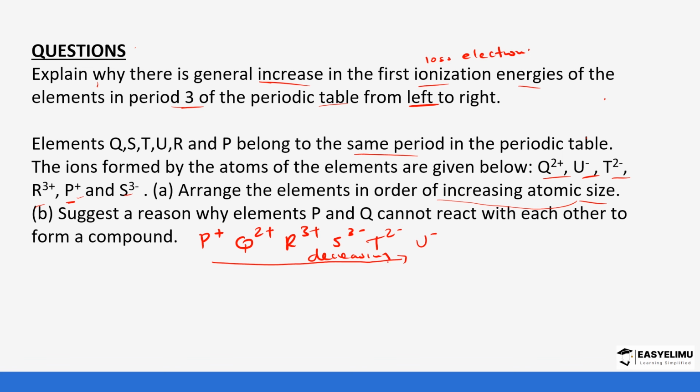So if you want to put the answer the way we have been asked, arrange the elements in order of increasing size, it's supposed to be the other way around. So our answer is going to be U minus, then T2 minus, then, it's the elements, not the ions. So it's going to be U, then T, then S, then R, Q, and P. So it's going to increase in this manner.